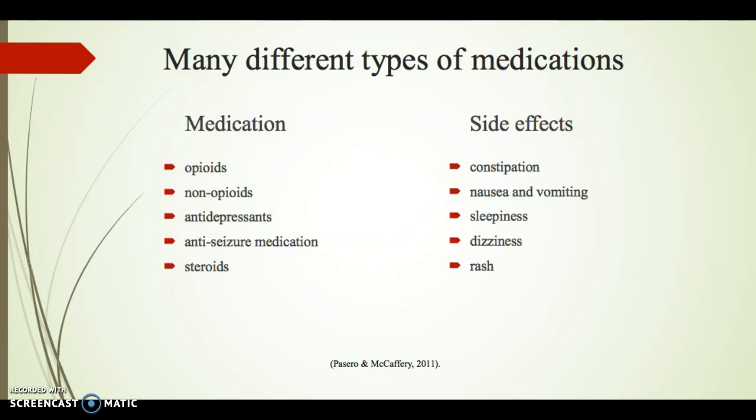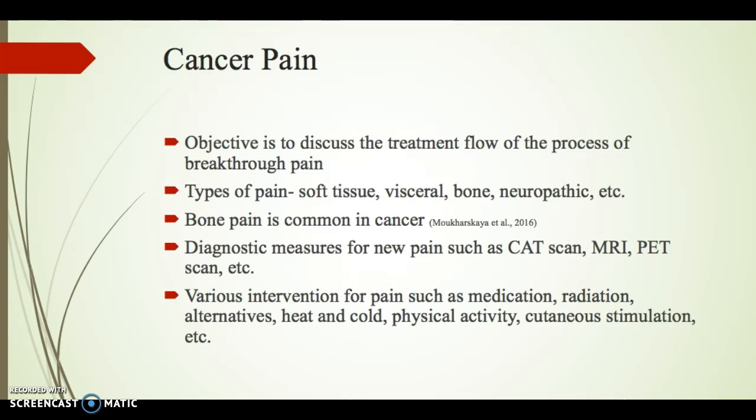Some of the side effects need to be managed: constipation, nausea, vomiting, sleeplessness, dizziness, and rash. Cancer pain can be caused by many different factors, and it can originate from the cancer itself, the growing tumor, and the effects the cancer has on the bone, soft tissue, nervous system, etc. There are many different medication classes that can relieve cancer pain.